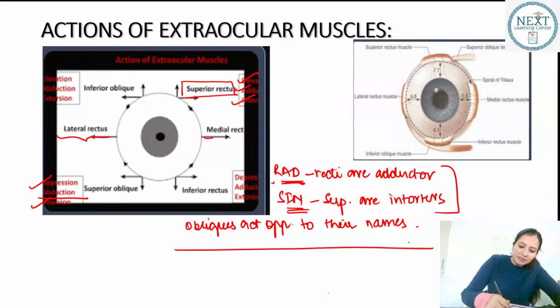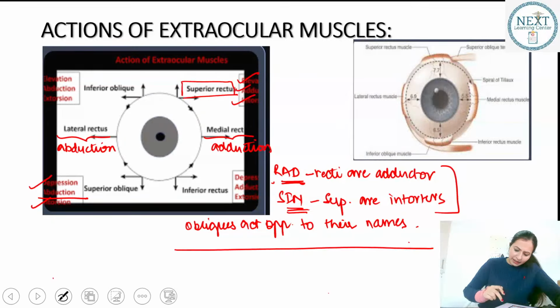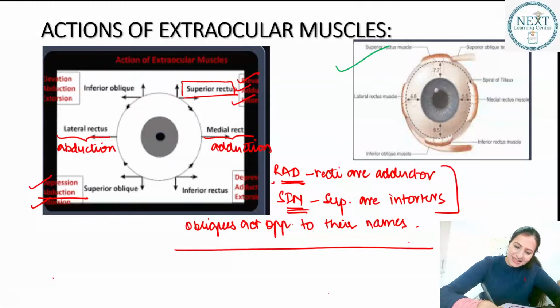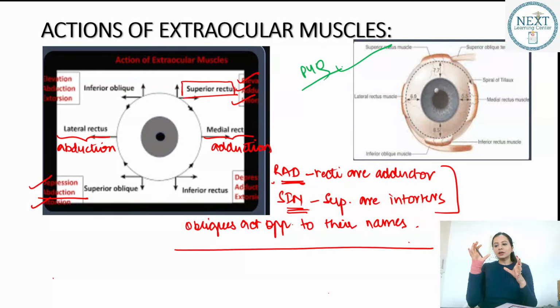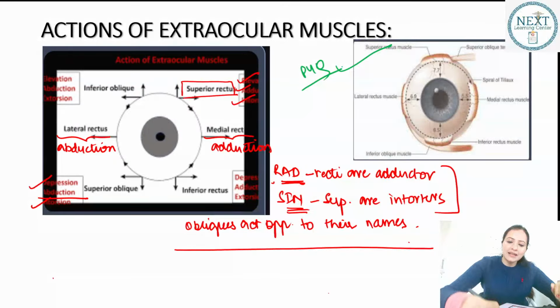Lateral rectus and medial rectus have got only one function. Lateral rectus will cause abduction, medial will cause adduction. So these are important. Another previous year question is this. See, your recti and oblique, they originate from your apex of the orbit, but they insert onto the sclera.